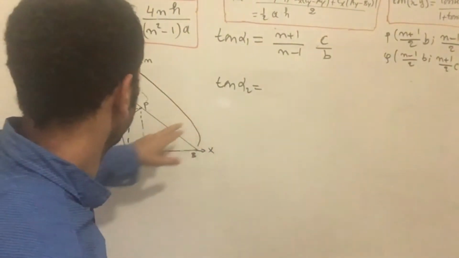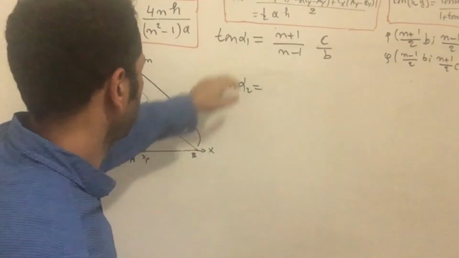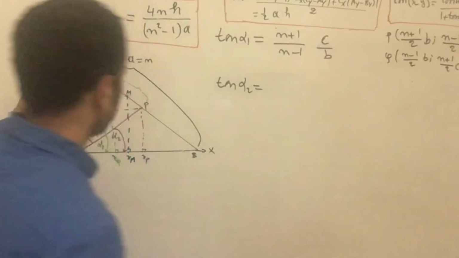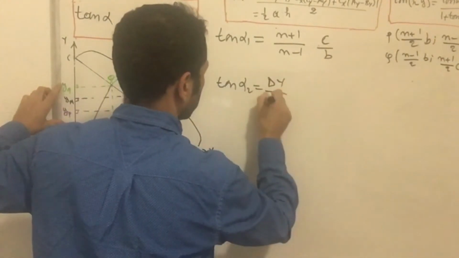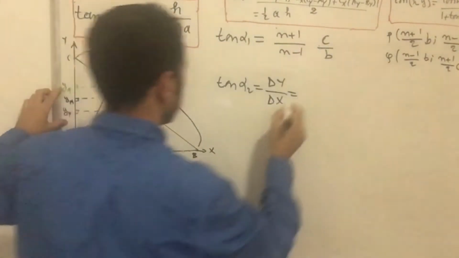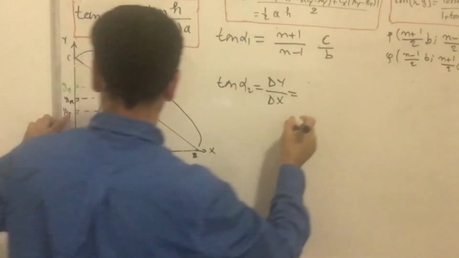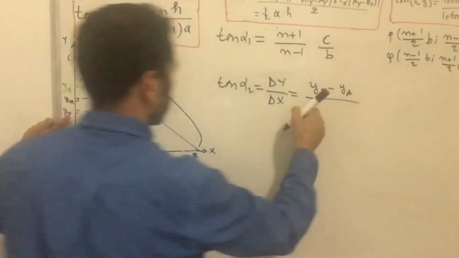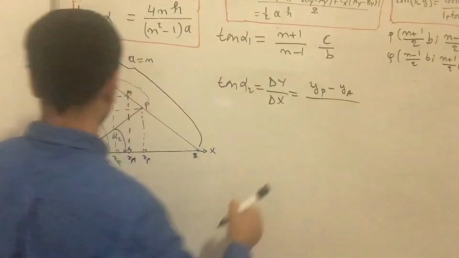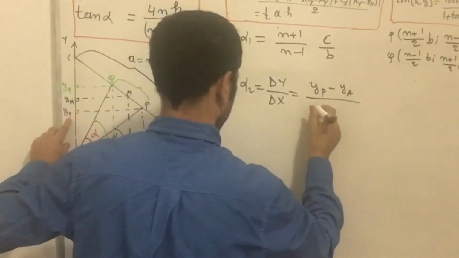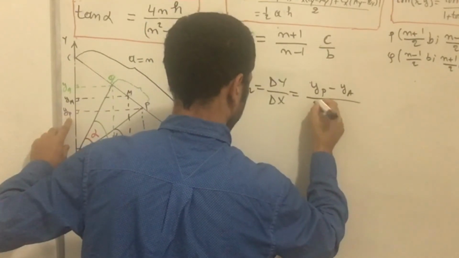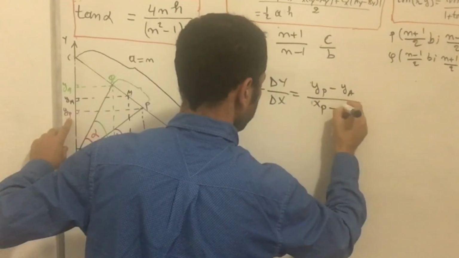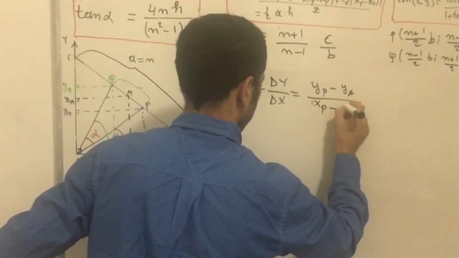It will be the same way. I will calculate in the same way as I did before. So tangent alpha 2 equals slope, change in y over change in x. Change in y is this one, yp minus ya, coordinate p minus coordinate a, which represents our point in this case, over change in x, which is xp minus xa, okay?